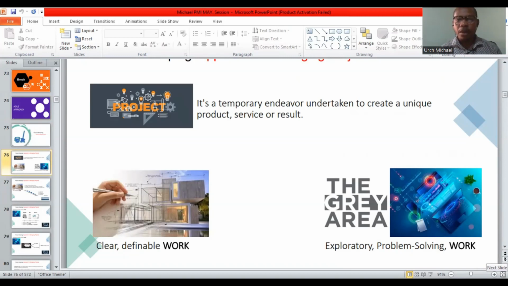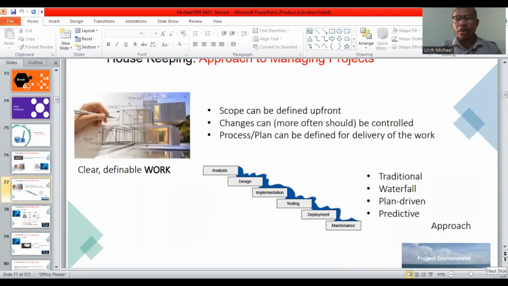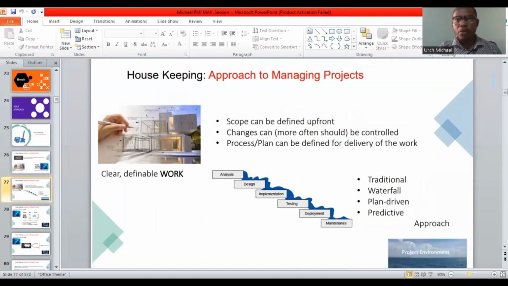In the case of projects that are clearly defined, most times it's very advisable that we go with the predictive approach. We have different names you can call them: the traditional approach, the waterfall approach, the plan-driven approach, the predictive approach. This lesson is in line with the PMBOK Guide 7, and also reflects back to the PMBOK Guide 6. If you're preparing for your PMP exam, this is going to give you all the background knowledge you need to write your exam.